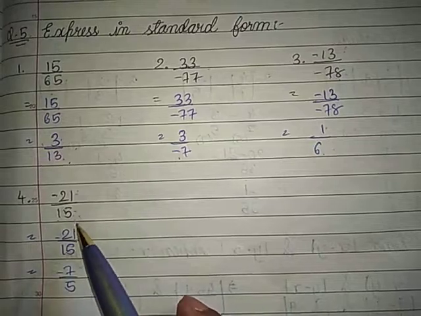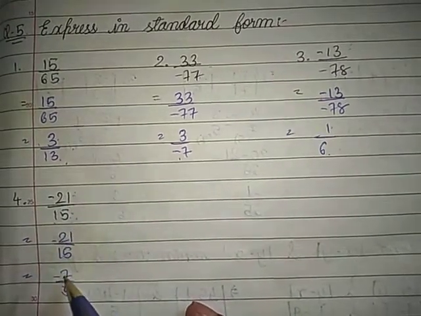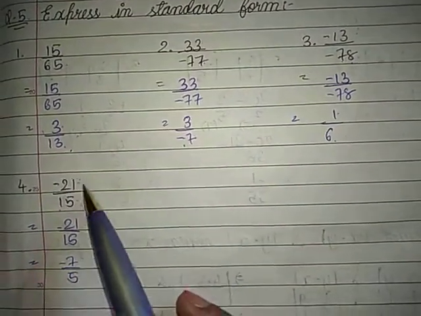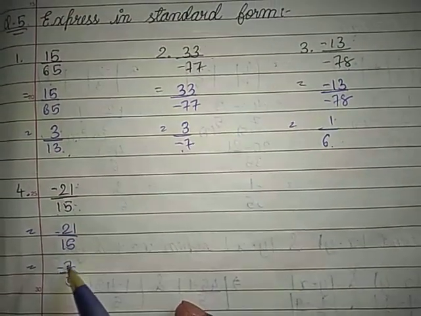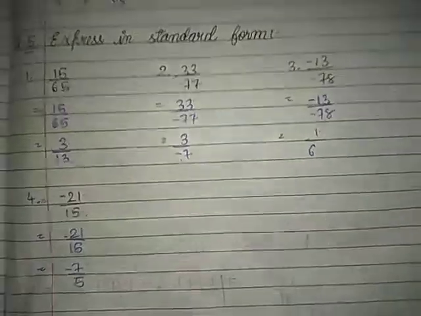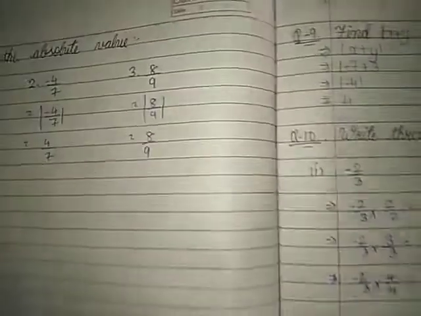Divide it by 3. 7 3s are 21. Then 3 5s are 15. So your answer will become minus 7 by 5. Let's move on to the next question.